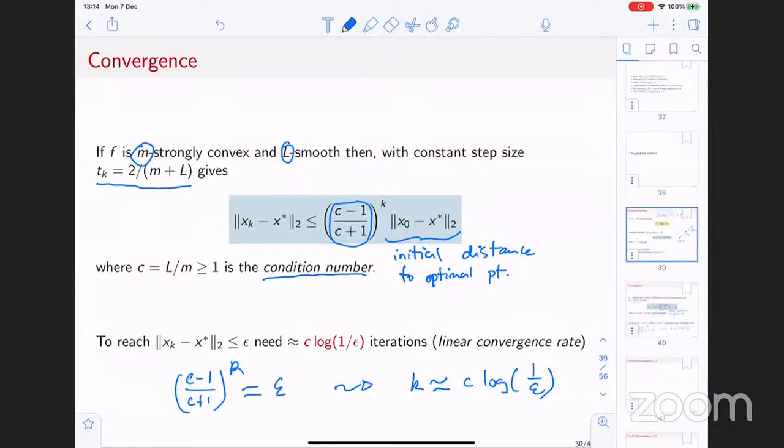So this is the result that one can prove about the convergence of the gradient method for strongly convex functions. This is really important. This is for strongly convex functions.